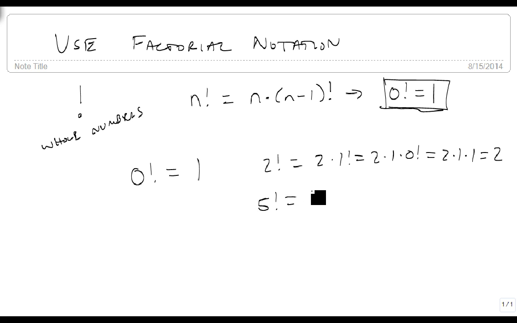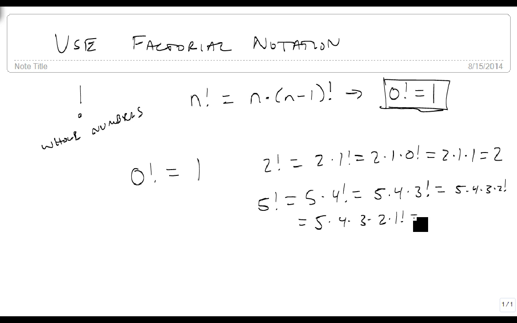5 factorial is equal to 5 times 4 factorial, which is 5 times 4 times 3 factorial. 5 times 4 times 3 times 2 factorial. 5 times 4 times 3 times 2 times 1 factorial, which is 5 times 4 times 3 times 2 times 1 times 0 factorial, which is 1. So I can ignore the 1s. 5 times 2 is 10. 4 times 3 is 12. 10 times 12 is 120. And I've now found 5 factorial.